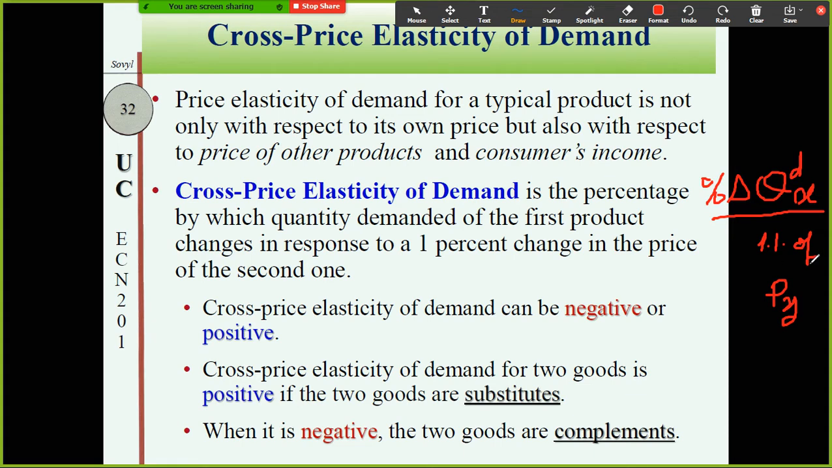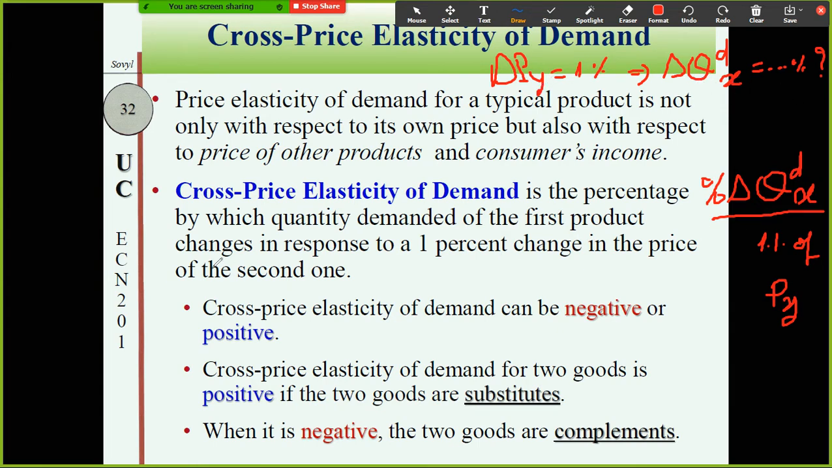It means that when the price of Y changes by 1%, how many percentage change for demand of good X? Okay, that's why you see the cross price relationship between product Y and product X.